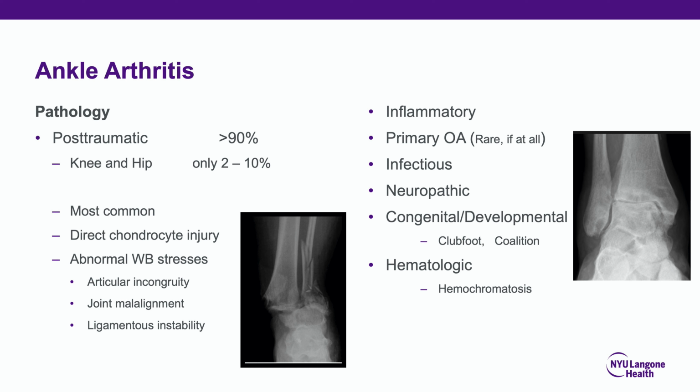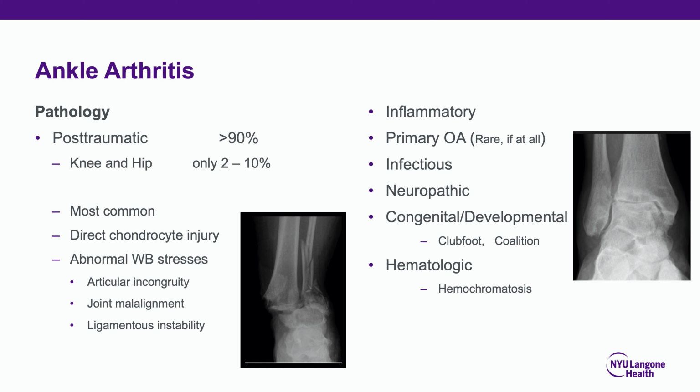Now, unlike the hip and the knee, most arthritis in the ankle is post-traumatic in nature. And this is either from an inversion injury or ankle sprain or from an ankle fracture, where there's direct chondrocyte injury. It can also result from abnormal weight-bearing stresses, from articular incongruency, joint malalignment, and long-term ligamentous instability. Other causes of arthritis include inflammatory, primary osteoarthritis, infections, neuropathic, congenital, developmental, and hematological.